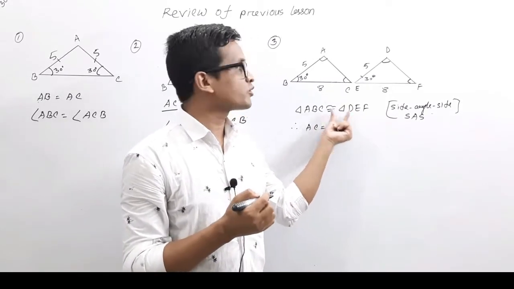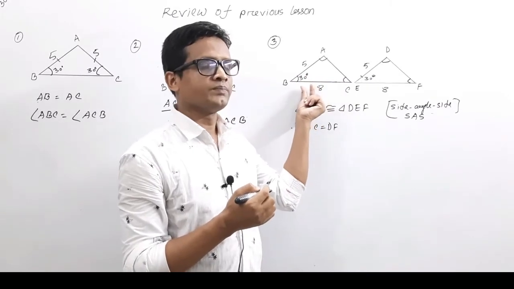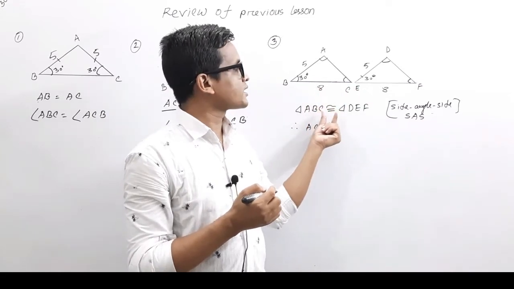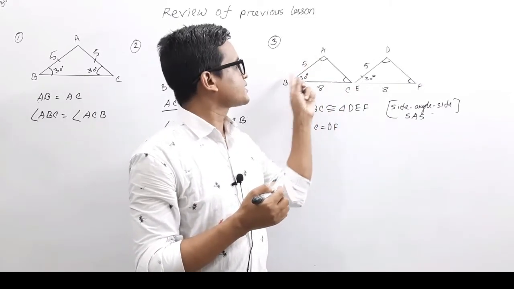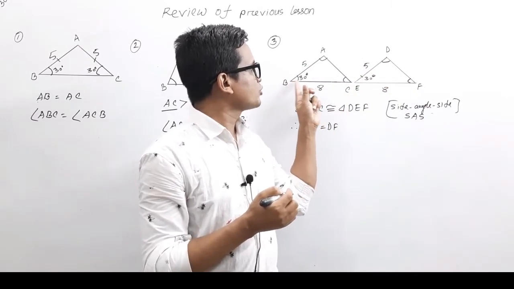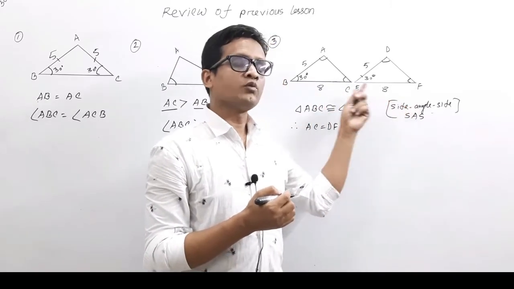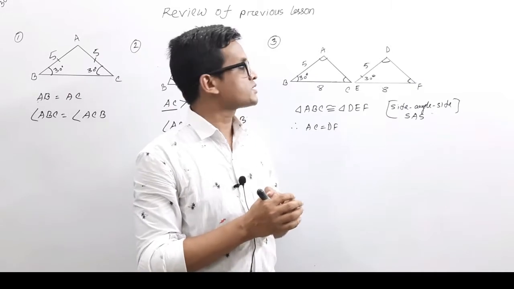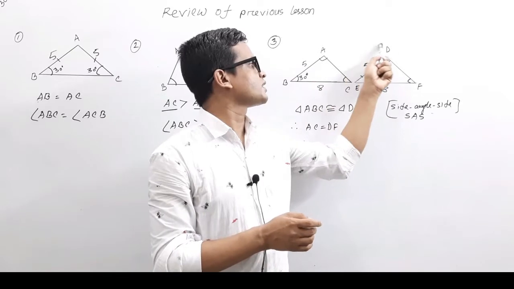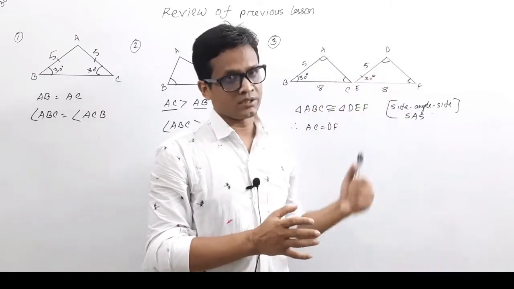And when two sides and the included angle are equal, we can tell these triangles are congruent. That means AC side is equal to DF, included angle B and angle E, and BC is equal to EF, then we can tell these triangles are congruent. When the triangles are congruent, corresponding sides are equal, that means AC is equal to DF, and angle A is also equal to angle D, we can write.